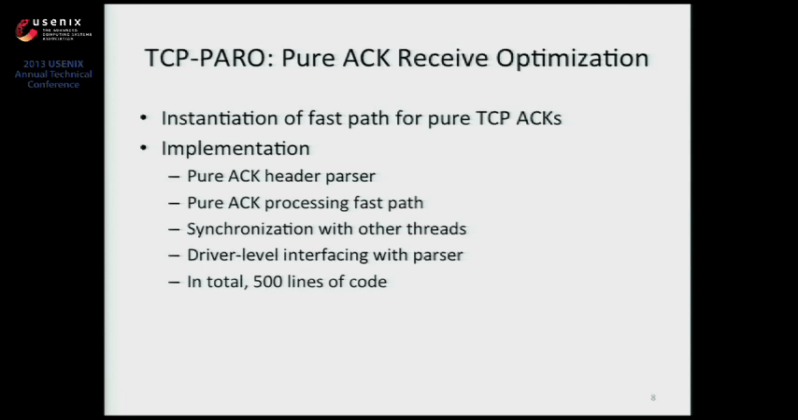TCP Power, which stands for Pure ACK Receive Optimization, is just an instantiation of this network fastpath for pure TCP ACKs. The implementation consists of a few parts. We have the parser and demultiplexer that identifies pure TCP ACKs. There is the ACK processing module that lives in the TCP layer. There's some synchronization with other threads, like process threads accessing the sockets and so on. And there's basically a 10-line driver change in the kernel as well. In total, the entire kernel patch for this change is around 500 lines of code.